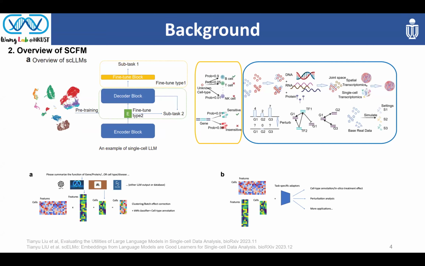Here is an overview of the two types of single-cell foundation model. The upper picture is the pre-training part, and the lower is the prompt learning part. For the pre-training part, we have the single-cell RNA sequence data, and after passing through an encoder block, we get the embedding E here. And we may design different tasks. We have two kinds of tasks.